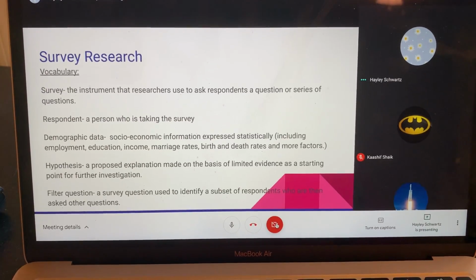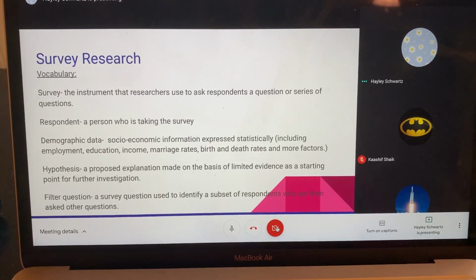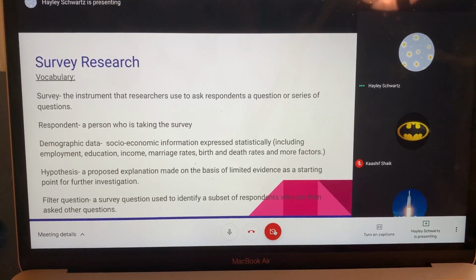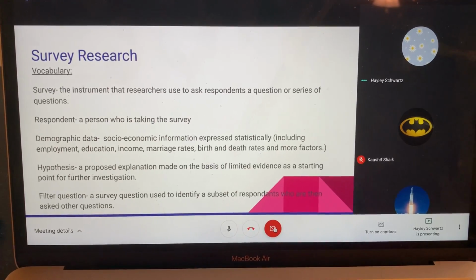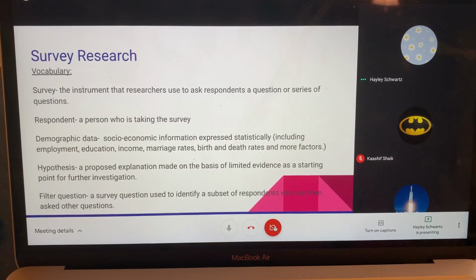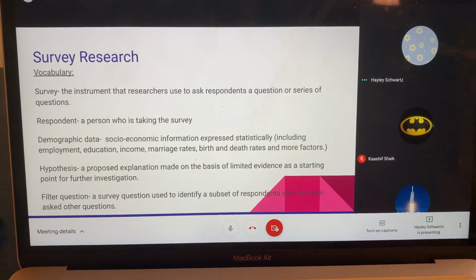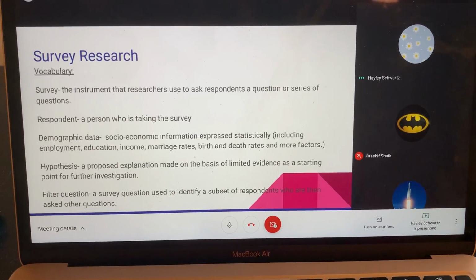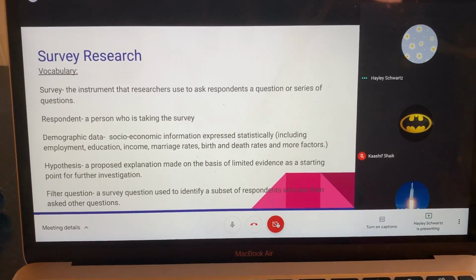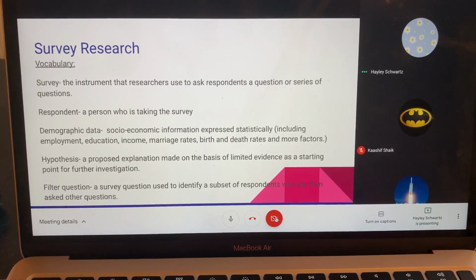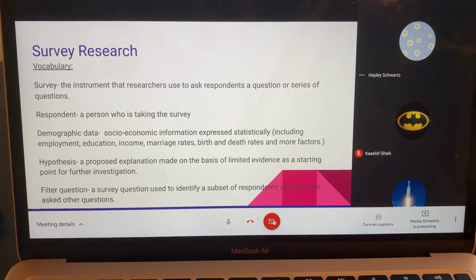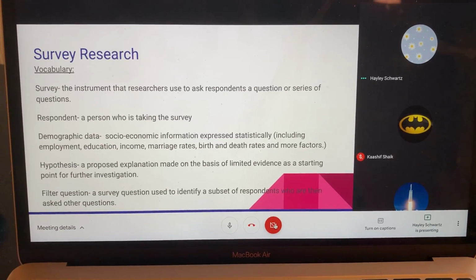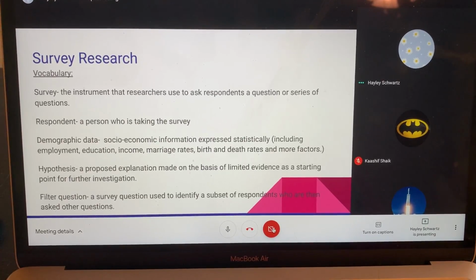Some of the key terms that we learned were: survey, which is the instrument that researchers use to ask respondents a question or a series of questions; respondent, which is the person who is actually taking the survey; demographic data, which is socioeconomic information that is expressed statistically, such as employment, education, income, marriage rates, birth and death rates, and many more factors; hypothesis, a proposed explanation or a prediction made on the basis of limited evidence, like a starting point before you start the investigation; and a filter question, a type of question used to identify a subset of respondents who are then asked other questions.